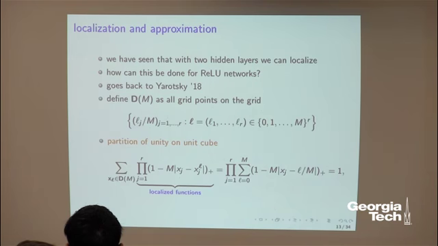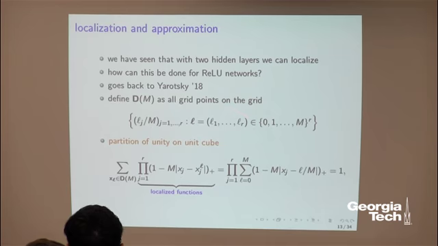And the second thing that you can do with the deep network, we have been talking about this last lecture, is you can localize with it if you have at least two hidden layers, right? And so how do we localize now here? That will be very helpful for the approximation theory.